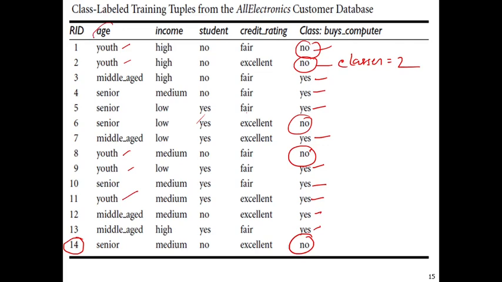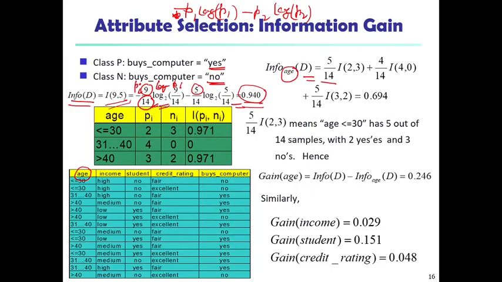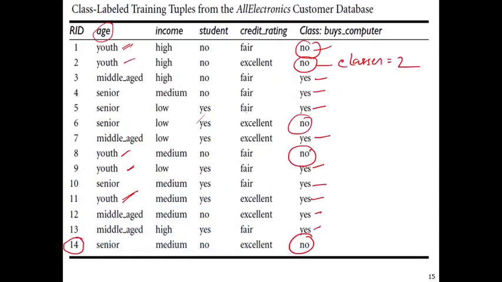So now we are looking at the age attribute categorically. How many youths are there? 1, 2, 3, 4, 5. So 5 youths are there, so 5 by 14 youths, and then 2, 3. Out of these 5, age less than 30 has 5 out of 14 examples, with 2 yes and 3 no's. So here we have 2 yes and 3 no's.